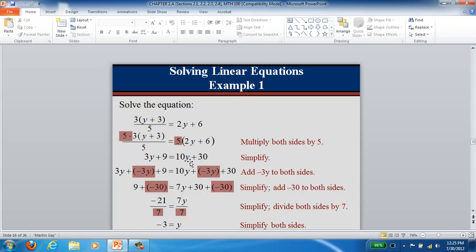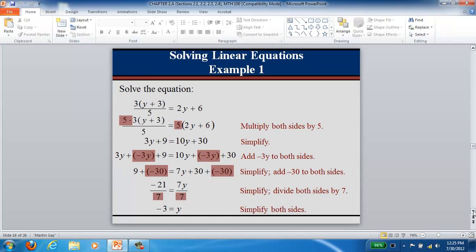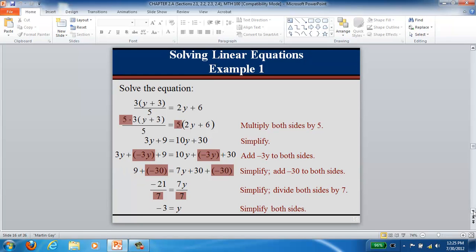equals 10y plus 30. So now simplifying that, you combine like terms by subtracting 3y from both sides and subtracting 30 from both sides. That gives you a final answer of y equals negative 3.